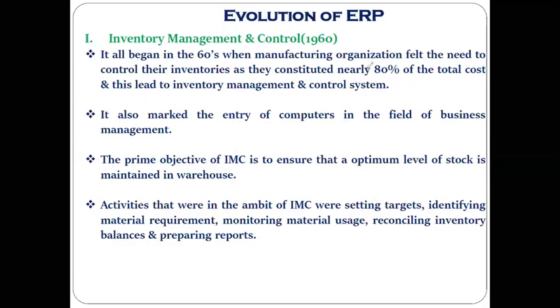Understood the first stage in the evolution of ERP? Yes, sir. That is inventory management and control, which started in 1960. For what purpose it started, how it is utilized, what kind of activities are performed, all these things we discussed here. In this first modern information system, there is an entry of the computer itself. We cannot call it a modern information system until there is utilization of computers. That is the main difference between the traditional and the modern information system, which we have discussed a number of times. In the traditional system there was no utilization of the computer, but in the modern information system there is. So this is the first stage in the evolution of ERP, or the first stage towards the modern ERP system.